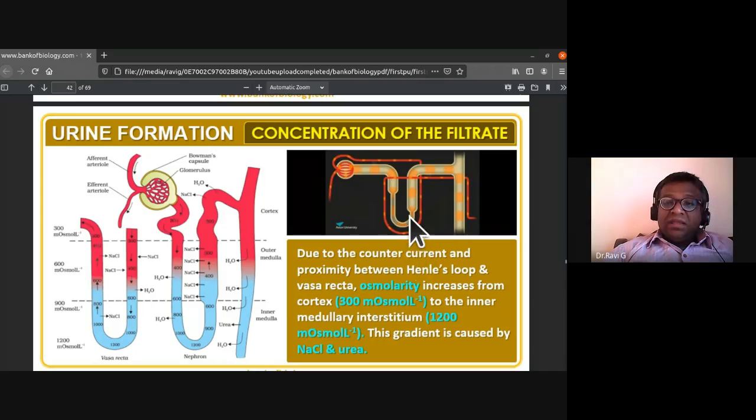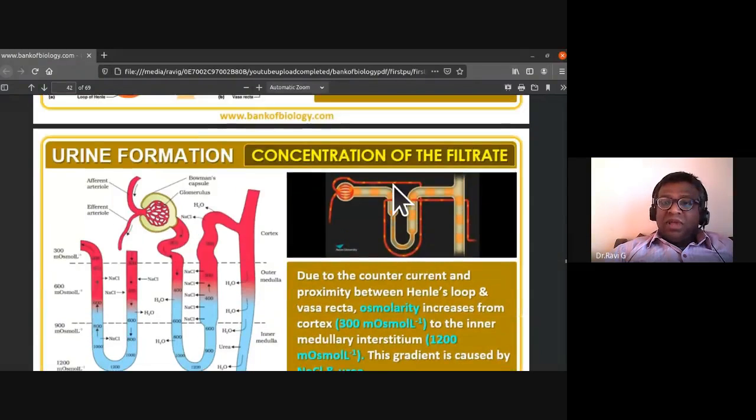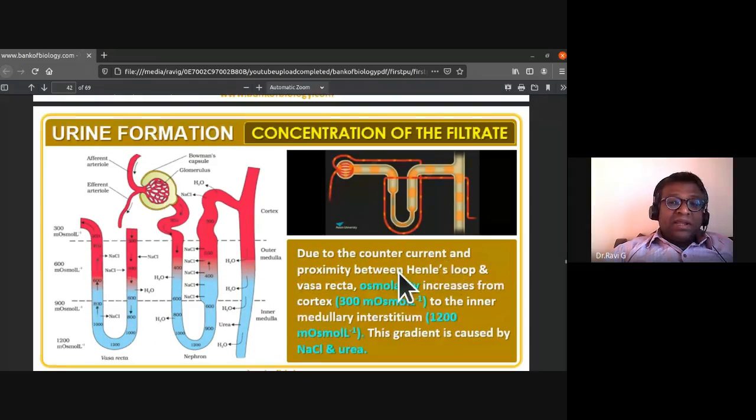So this gradient, or this difference, is caused because of sodium chloride and urea. This is what you have to remember regarding the concentration of the filtrate, wherein it is due to the counter current and proximity between Henle's loop and vasa recta. The osmolarity increases from the cortex, which was having 300 microosmoles per liter, to 1200 microosmoles per liter in the medullary interstitium. This gradient is caused by sodium chloride and urea.